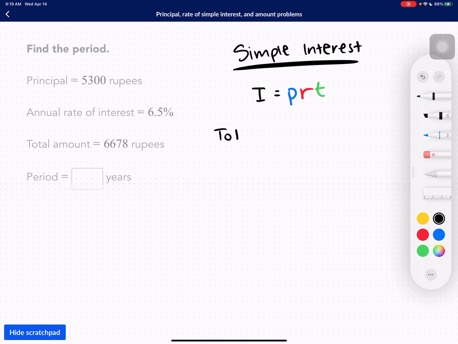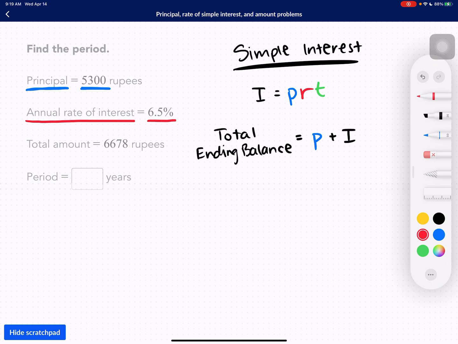And we get a total ending balance by adding our principal plus the interest. Okay, so let's see what we're given here. I see we have the principal is 5,300. We know the annual rate of interest is 6.5%.